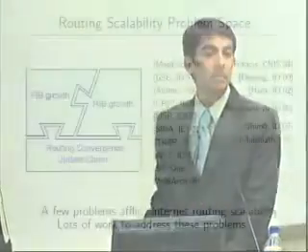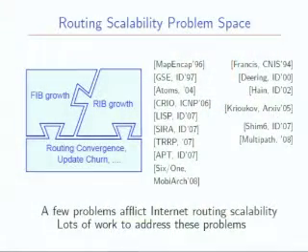So two important things to note. RIB resides on slow memory. FIB resides on fast memory. Given this basic routing information, we can take a look at the scalability problems afflicting internet routing.